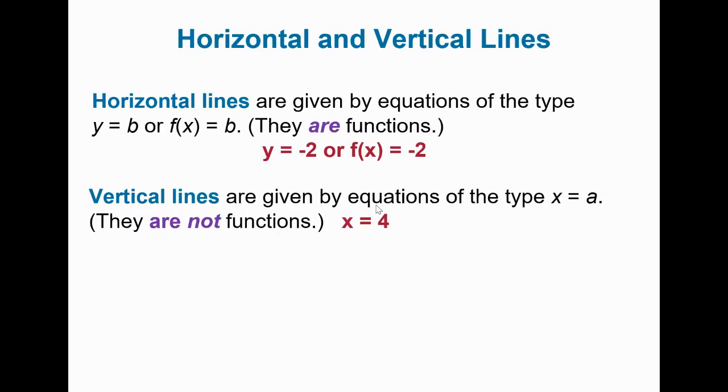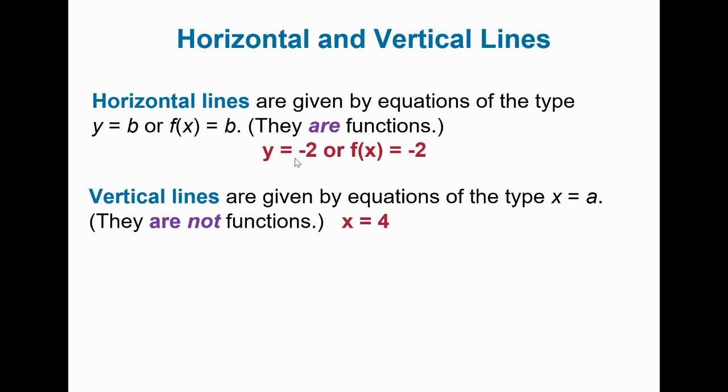Horizontal lines all look the same. They're denoted by y equals negative 2 or f of x equals negative 2. It's the same line. F of x and y mean the same. A horizontal line is indeed a function. A horizontal line would pass the vertical line test. You drop a vertical line through the horizontal line, and it'll hit it in just one spot.